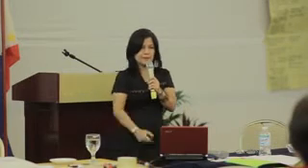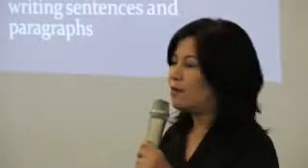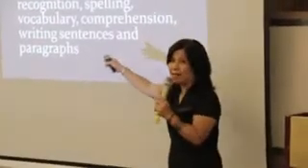Okay, so it aims to develop decoding and encoding abilities. What is encoding? Very good. Encoding. So in this part, we will talk about how do we develop reading as well as writing. It develops word reading, word recognition, spelling, vocabulary, comprehension, writing sentences, and paragraphs. So basically, what we will try to talk about would center on the second bullet.